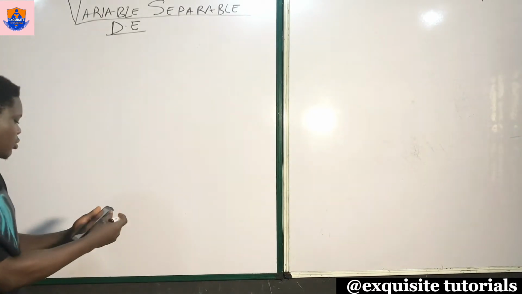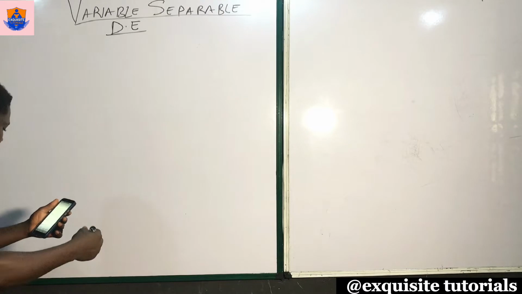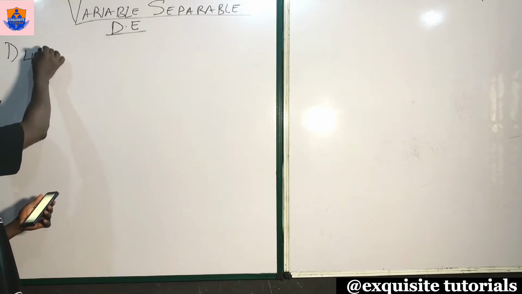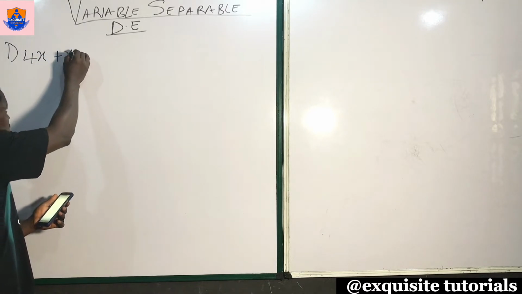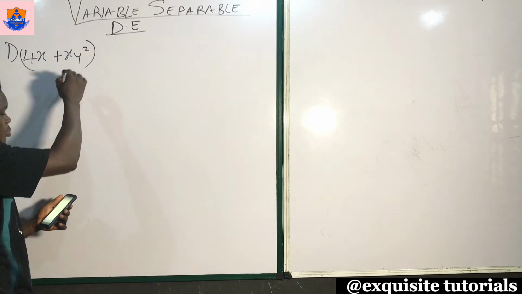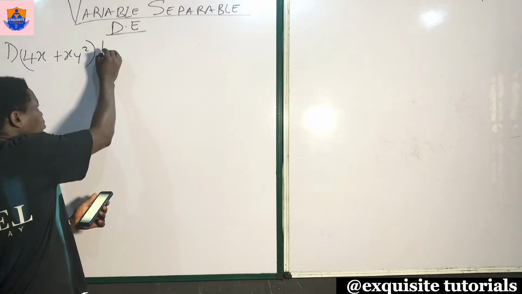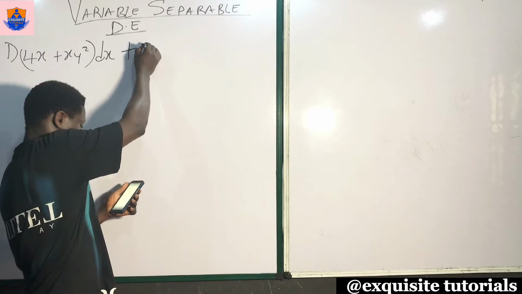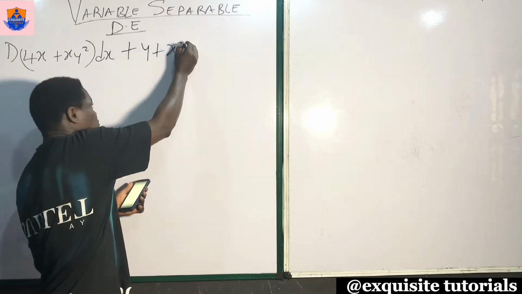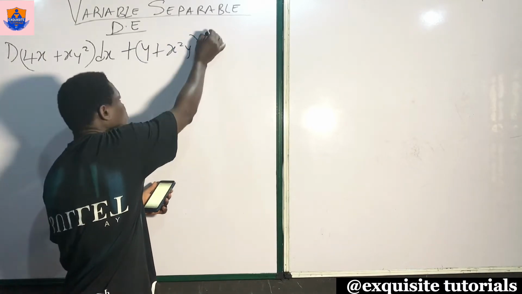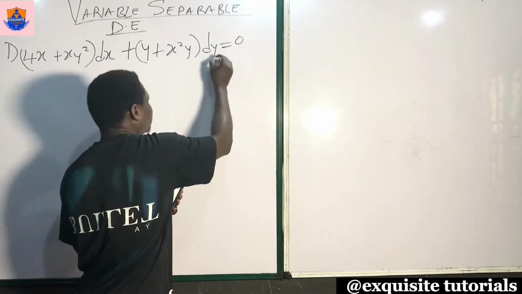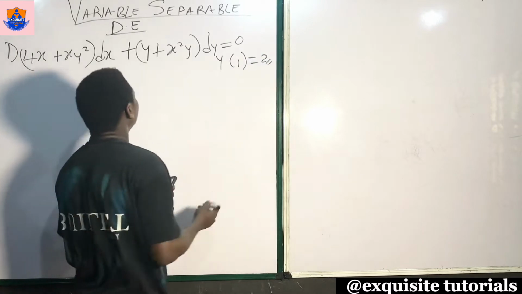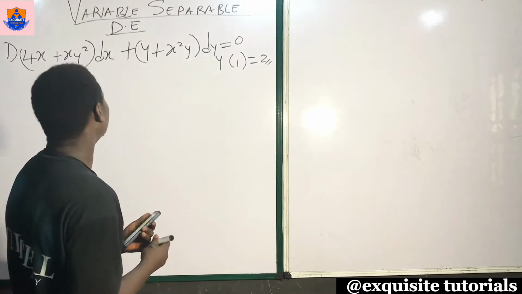So let's kick off. The first question here is 4x plus... there's a mix-up in your question. This is actually what they wanted to write: not 4x out of the bracket, plus y plus x squared y dy equals 0. Then when x is equal to 1, y is equal to 2. So we have to solve this differential equation.